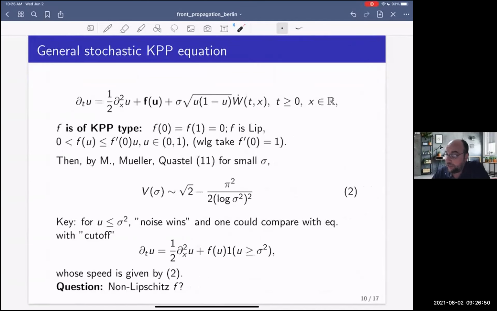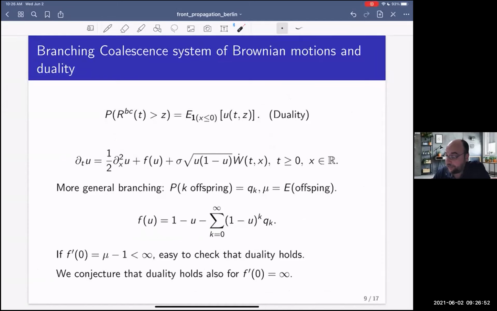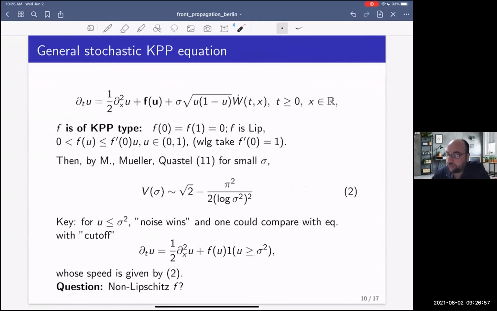Okay, so let's try to study this equation with a more general function. We start with a simple case where f is of the KPP type. So first, the derivative f'(0) is finite, and you have f(0) equals f(1) equals 0. So for example, u(1 minus u) is the typical example of a function which belongs to this class. But there are many others which satisfy this.